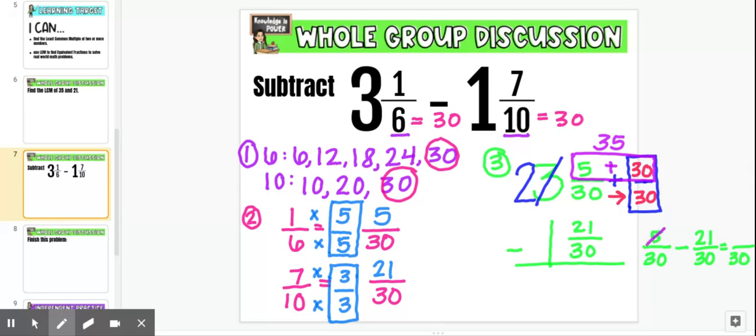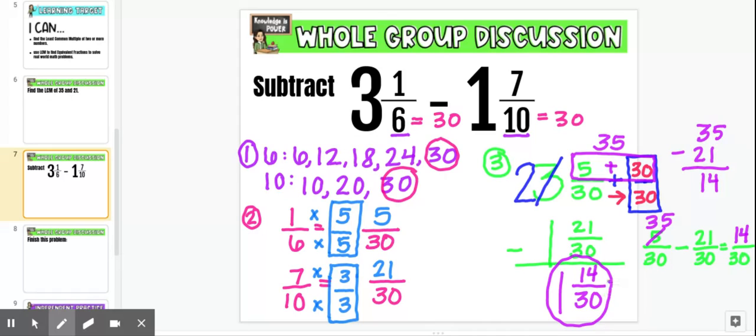So now this becomes 35, and now I can subtract 35 minus 21 to get my fraction, and you get 14. Okay, so your fraction part of this is 14/30, and then 2 minus 1 is 1. That's how you'd solve that problem.